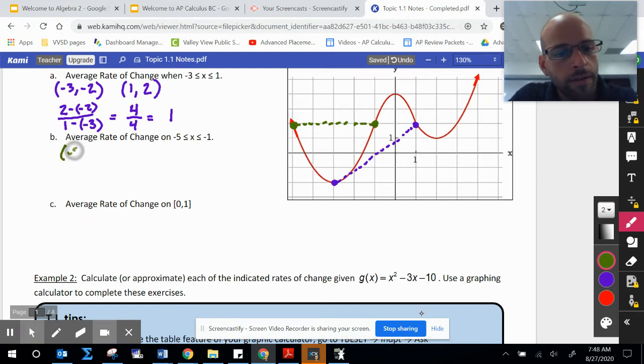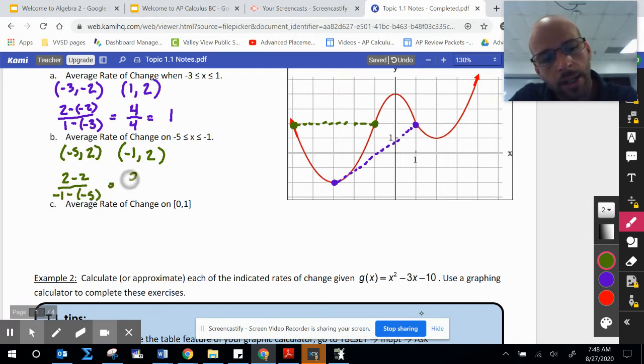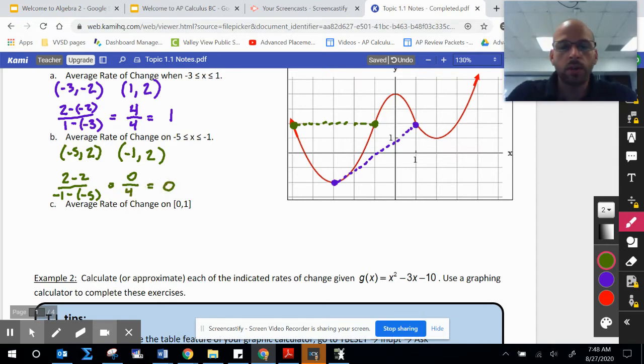So at -5, we're at the y value of 2. At -1, we're also at the y value of 2. So if I did that change of y, 2 minus 2, over the change in x, -1 minus -5, I get 0 over 4, which is an average rate of change of 0.